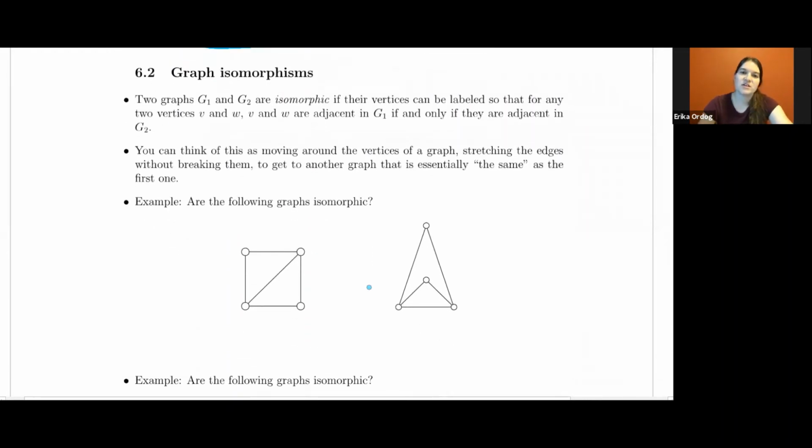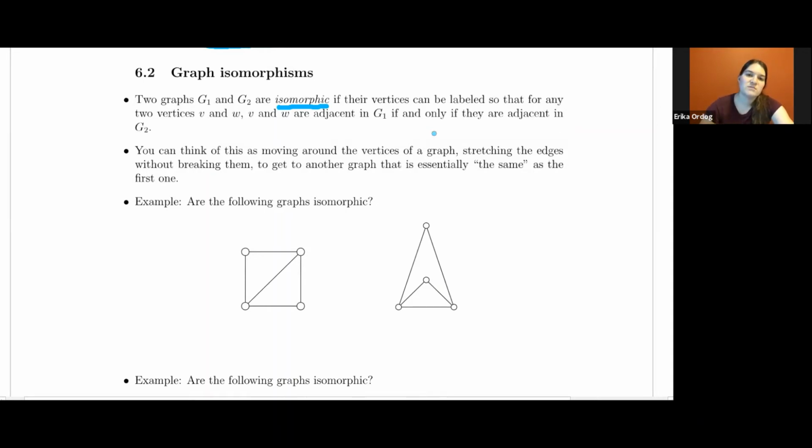So before we can go to answer our question, we need to learn about graph isomorphisms. So we say 2 graphs, G1 and G2, are isomorphic to each other if their vertices can be labeled so that for any 2 vertices V and W, V and W are adjacent in G1 if and only if they're adjacent in G2.